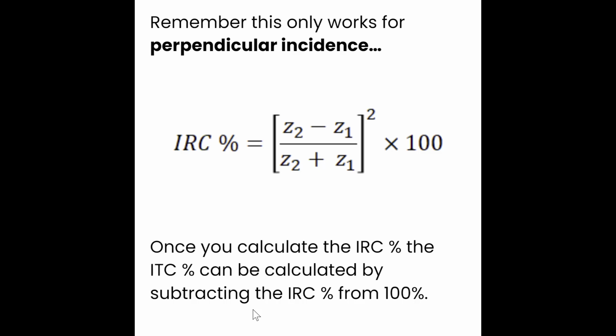But in the end, once you've calculated the IRC, remember that you can calculate the ITC by simply subtracting the IRC from 100%. So let's go ahead and look at some clinically applicable numbers so you can see what's actually happening in the body. But again, focus on: are Z2 and Z1 similar? Are Z2 and Z1 very different? Or are they the same?